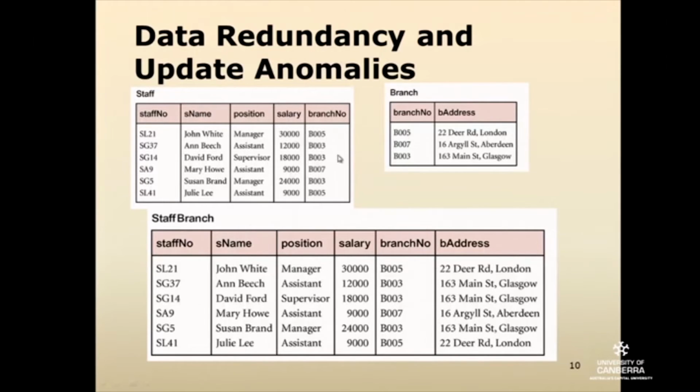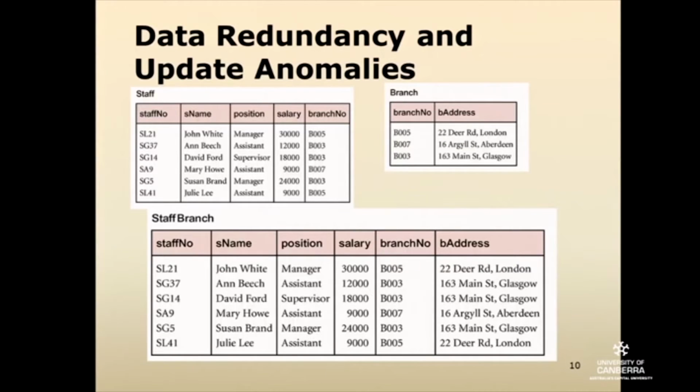In a sense, knowing a branch number, you can find the branch address. So if you want to know in which branch John White works, you pick up the branch number from the table staff, then you go to the table branch and check for that branch address, and you find out the address. Look at the second design that we've got here. The second design combines the branch and the staff attributes together and builds 1 table. So you have 1 table called staff branch, in which you've got the staff details and the details of the branch that each staff works in.